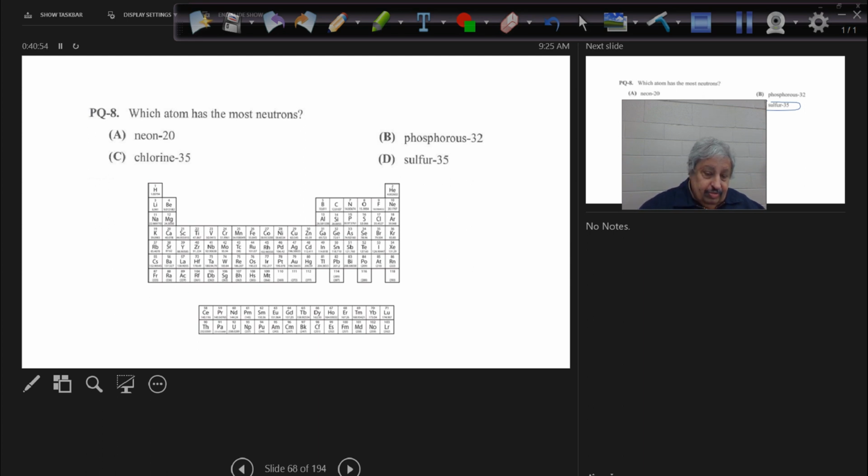Well, you can use the periodic table, correct, to get the number of neutrons. But you have to look at the whole thing. So neon, what's the atomic mass of neon? It is 20, correct? 20.